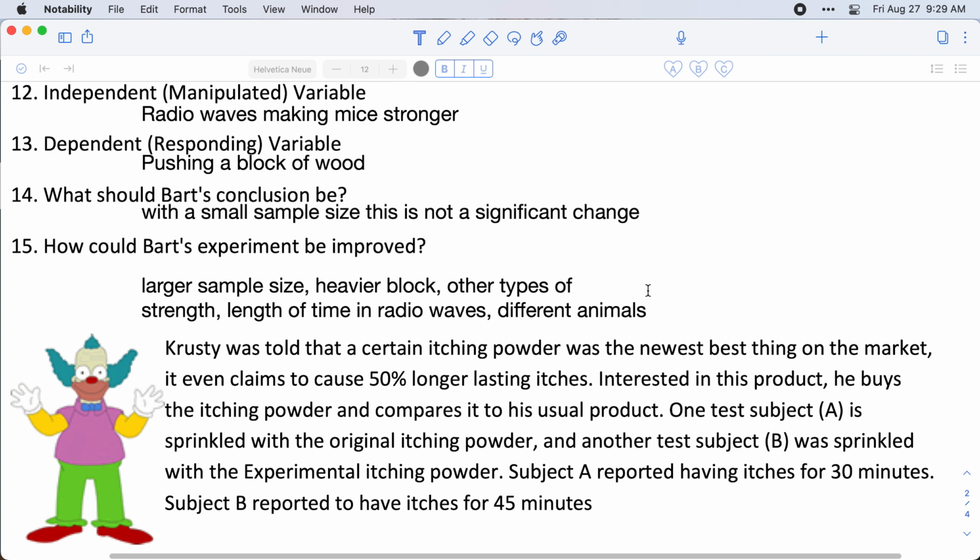But all in all, there is no control here, because what if it's the clown's clothing that makes you itchy? It might be a fabric on their clown shirt that is making you a little itchy. It's just something to think about, that a control means that you do not apply the independent variable to it.